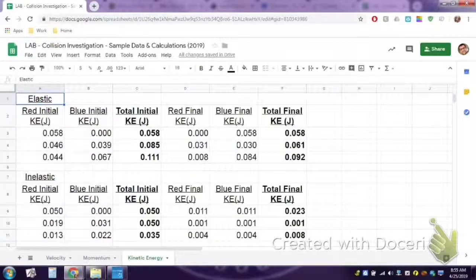Finally, you'll also do the same thing with kinetic energy, 1/2 mv squared. Again, you're just using those velocities from the SparkVue data, and you're adding them together to get the total energy. And what you should find is that kinetic energy is mostly conserved during an elastic, but definitely not conserved during an inelastic.